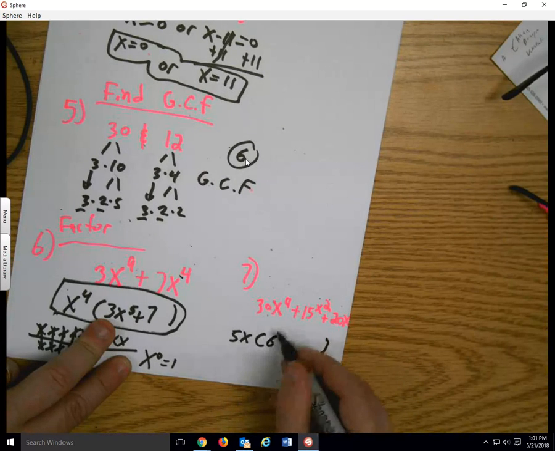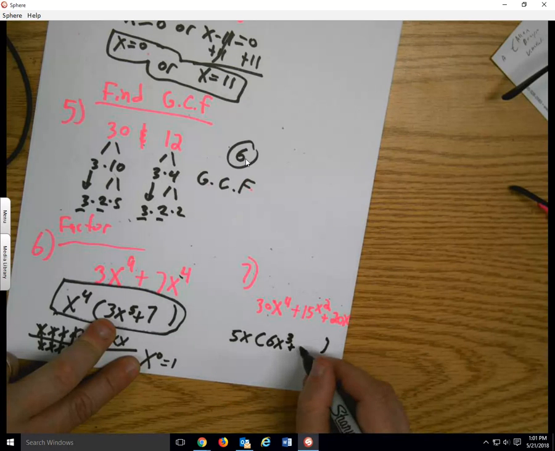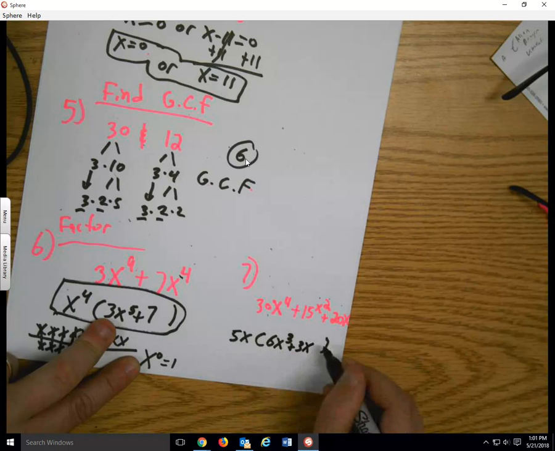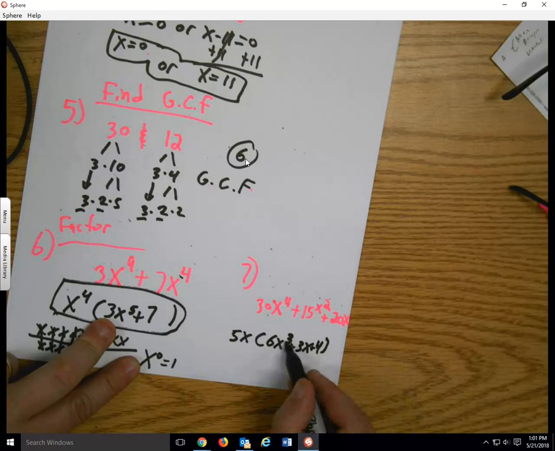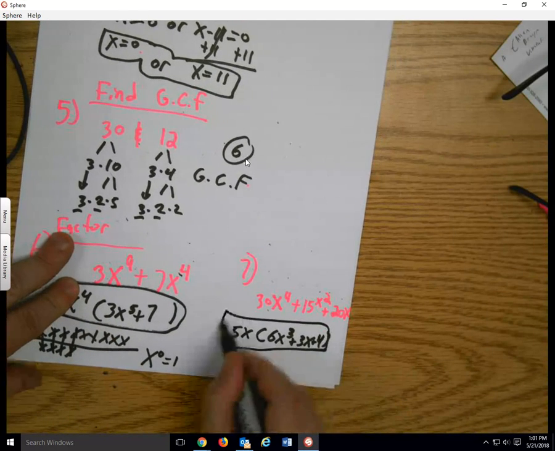5 goes into 35 times. x to the 4th, take away x to the 1st would be x cubed. 5 goes into 15 3 times. x squared and x would be just x, subtracting. And 5 goes into 20 4 times. And we're done, because this is no longer a square, so we can't keep going because it's no longer quadratic. So that's it. It's just the GCF.